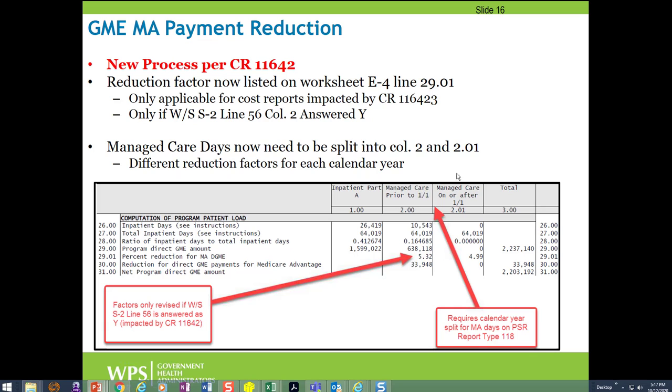The other thing that you'll see happen if you have a non-calendar year cost report is that your column 2 for the managed care days will be split into two different columns, 2 and 2.01. Because again, we need to have one factor for prior to 1/1, one factor for after 1/1 of that next year. So this will require a calendar year split for PSNR report type 118.